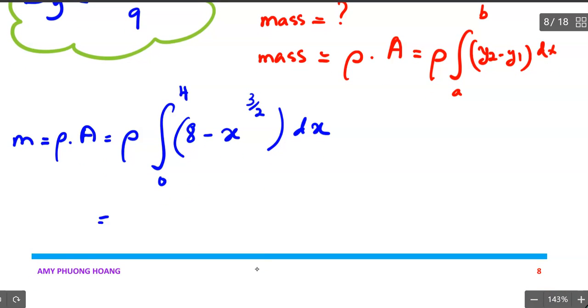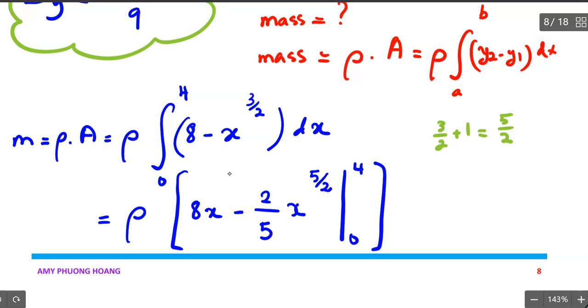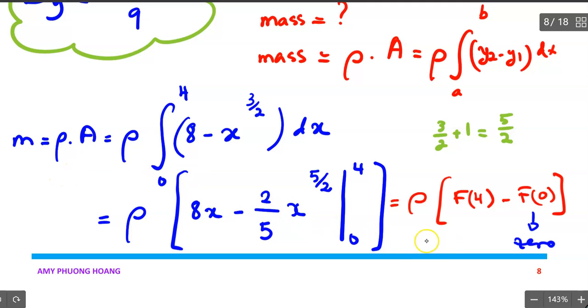So we can go ahead and integrate here. The integral of 8 is 8 times x, and then x raised to the exponent 3 over 2: you have 3 over 2 plus 1, which is 5 over 2. Now I multiply by 2 over 5, so x raised to the exponent 5 over 2 multiplied by 2 over 5, and I'm going to evaluate this from 0 to 4. Then I have rho multiplied by f of 4 minus f of 0. But f of 0 should be 0 already, because you have x in both terms, so you can ignore it.